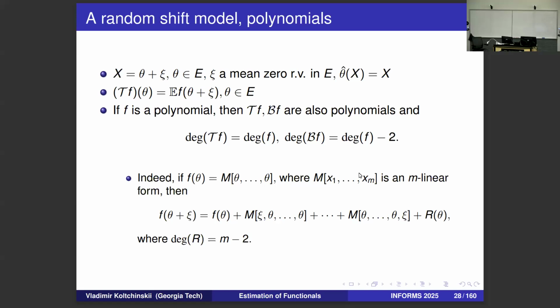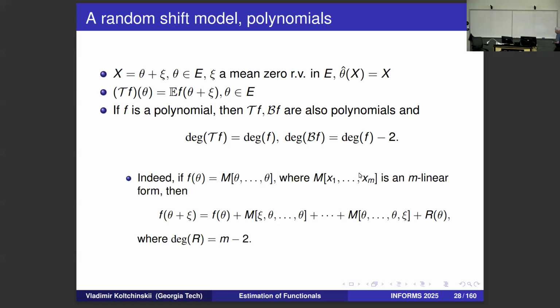So if we write T f of theta, it will be f of theta, and Tf of theta minus f of theta is Bf of theta. So Bf of theta will be a polynomial of degree m minus 2, and Tf of theta will be of degree m. Okay, so that's what we have here.